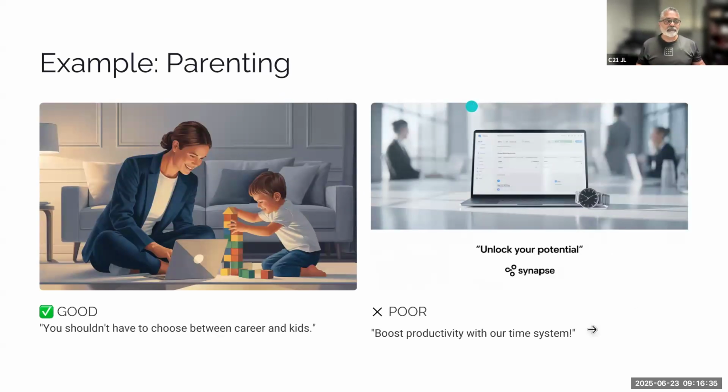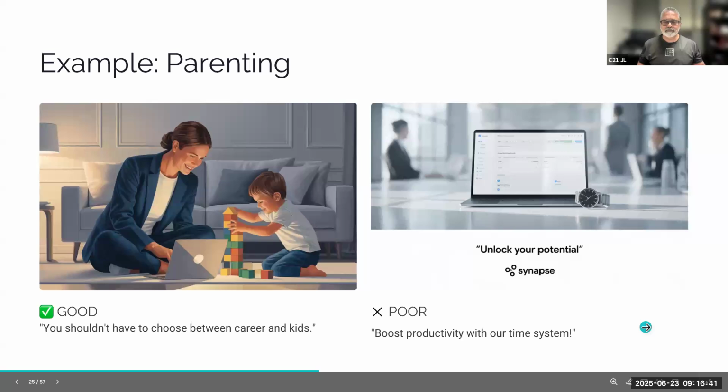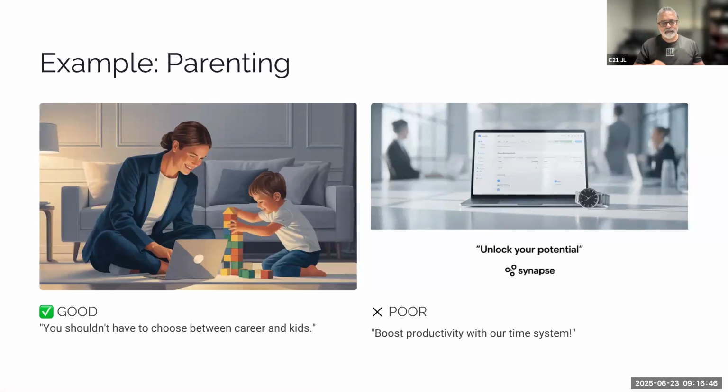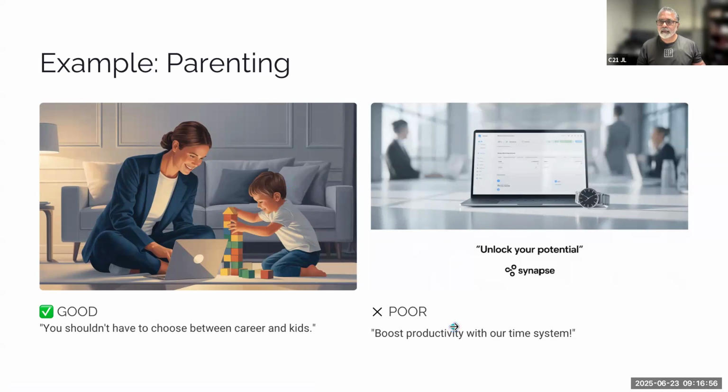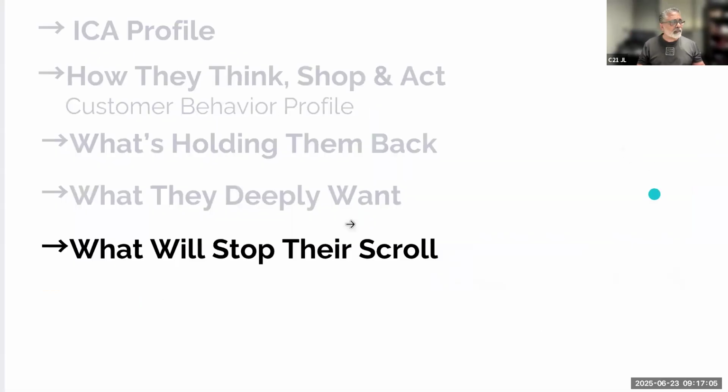So think about parenting. The right-hand ad says, unlock your potential. Synapse. I have no idea what that is. Boost productivity with that time system. That is not going to get me to stop scrolling. I'm going to look at that and think, oh my God, another ad, another ad. The left one might get my attention if I'm a parent and it says you shouldn't have to choose between career and kids. It all depends on how you're phrasing it. It makes me say, wow, you know what? That's right. I shouldn't have to choose. The one on the right makes no sense to me for time management.